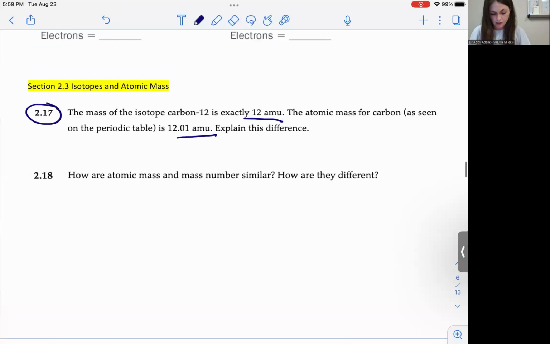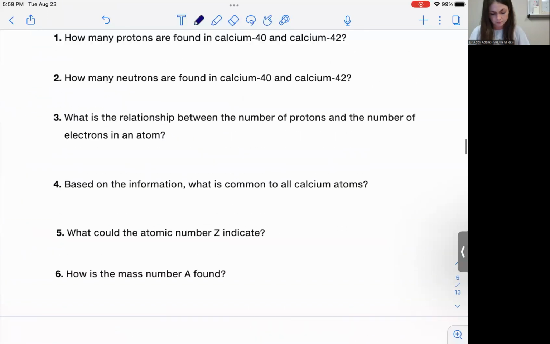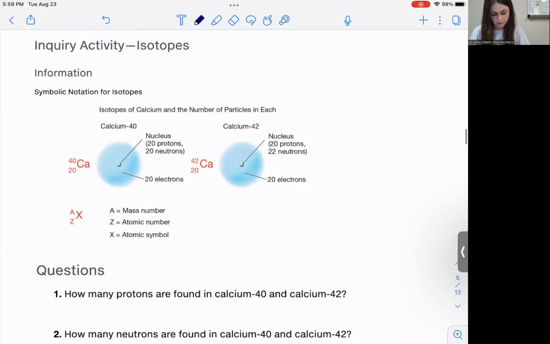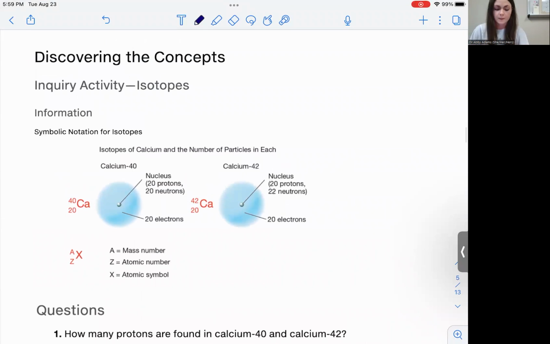I think that we are going to go through these problems. Let's save these ones for class. Let's do these right now. We're going to do this activity, Discovering the Concepts: Inquiry activity on isotopes.